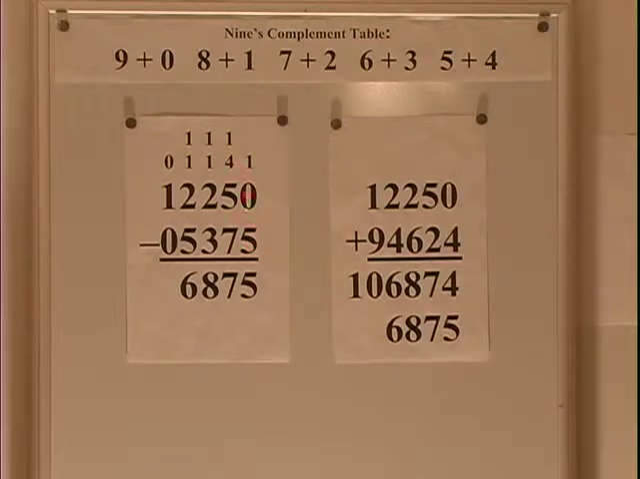5 is greater than 0, so I have to borrow 1 from this 5. That becomes a 4, and this becomes a 10 now. 7 is greater than 4, so I have to borrow 1 from this. That becomes a 1. 2 becomes 1, and this becomes 14. 3 is greater than 1, so I have to borrow 1 from this 2. That becomes a 1, and this becomes an 11. 5 is greater than 1, so I have to borrow 1 from this 1. That becomes a 0, and this becomes an 11.